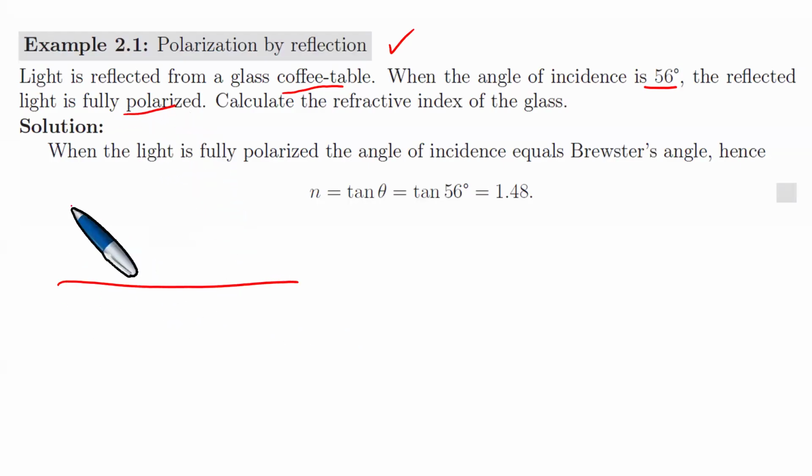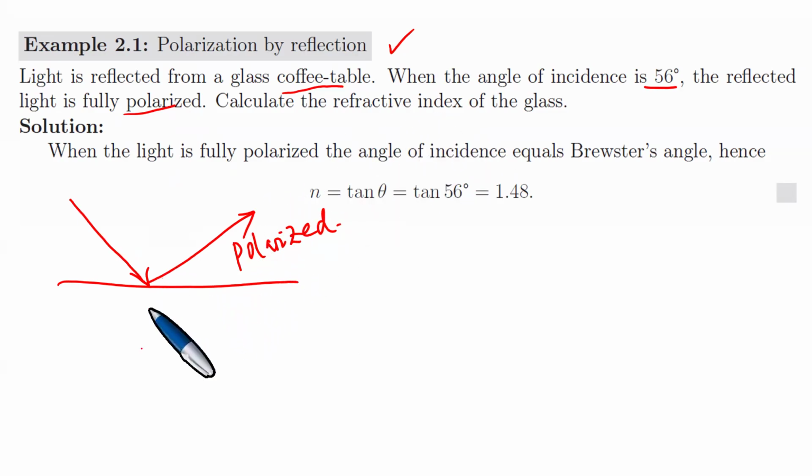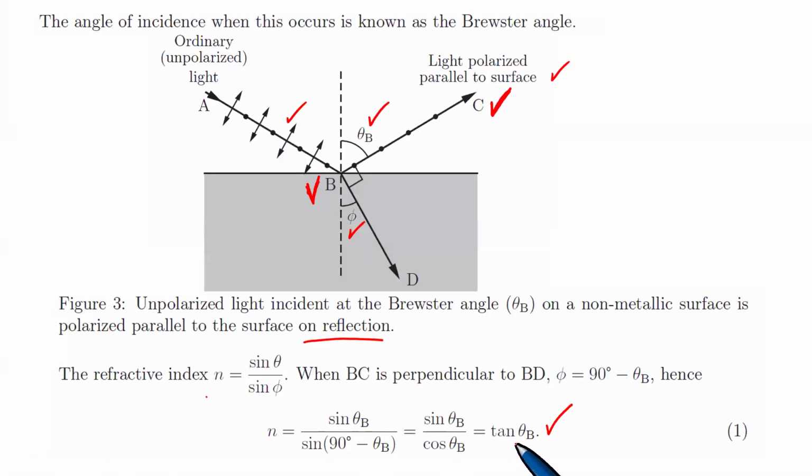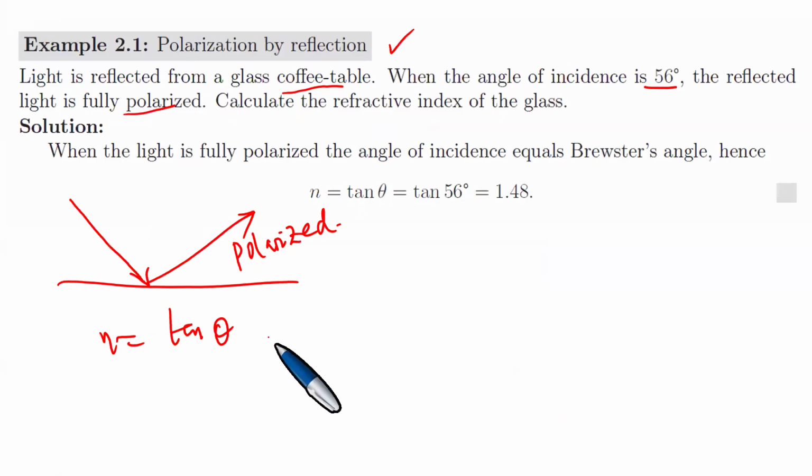Okay, here's a table, and we've seen that the light strikes like this, and then is reflected like this, and then it is polarized. Calculate the refractive index of the glass. So we know that the refractive index of the glass, n, is the tangent of theta b.